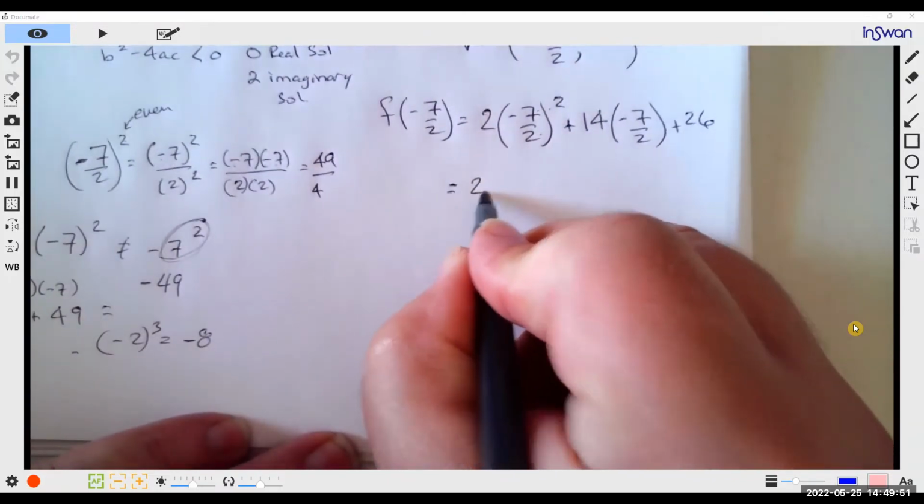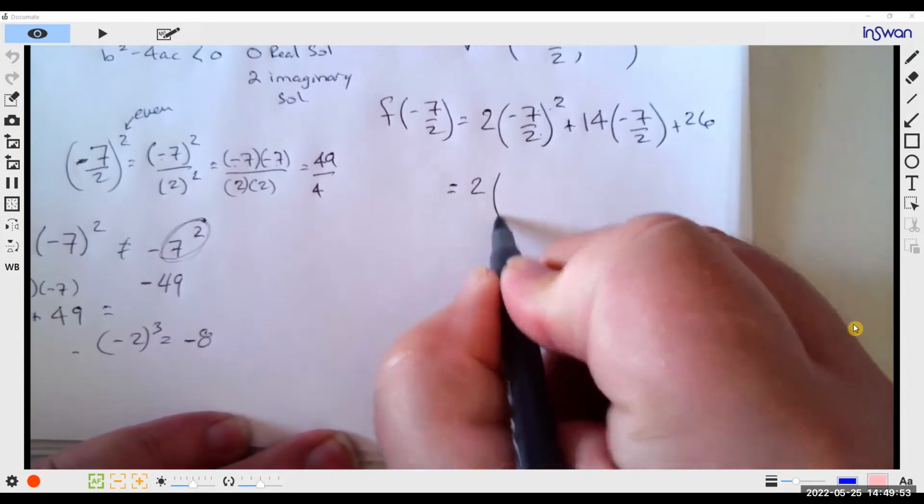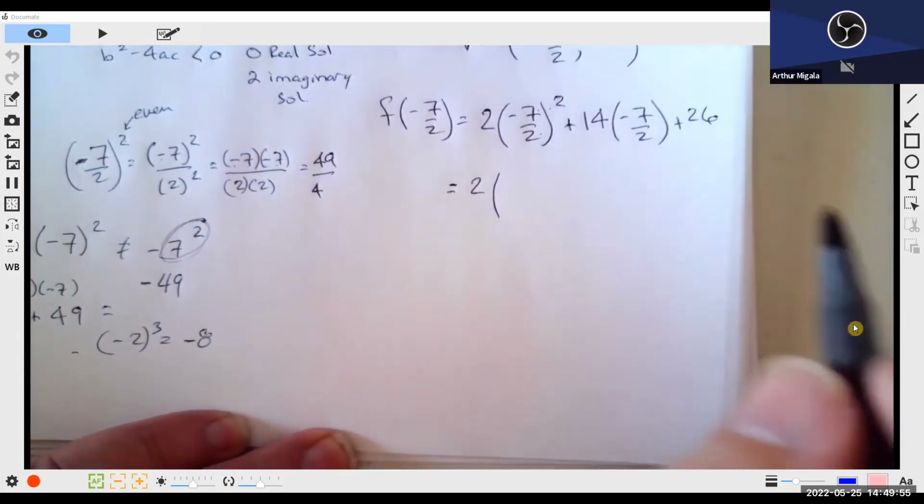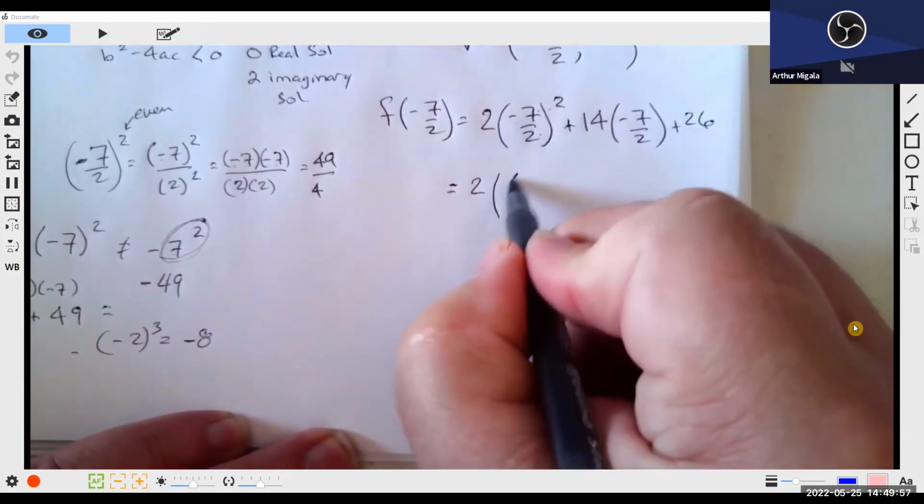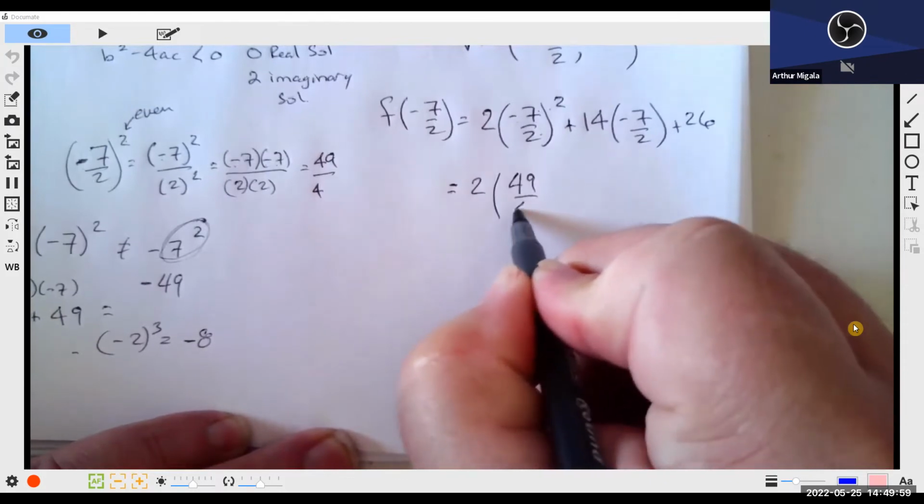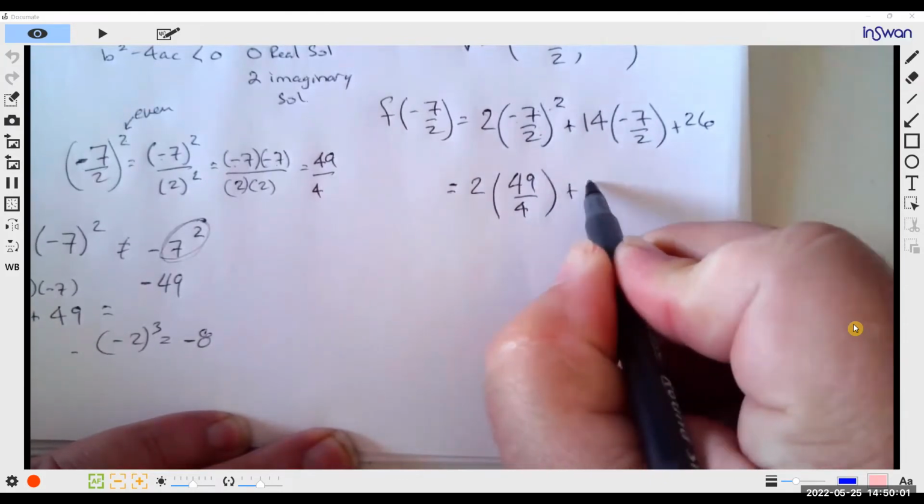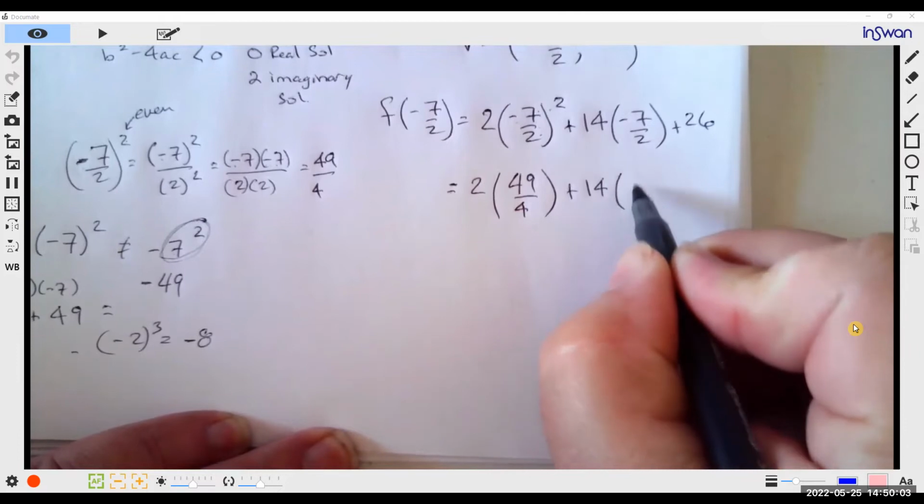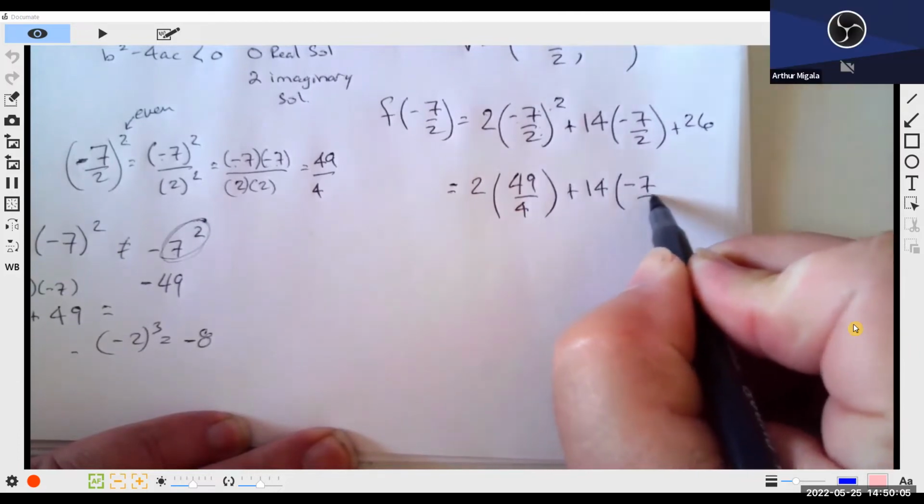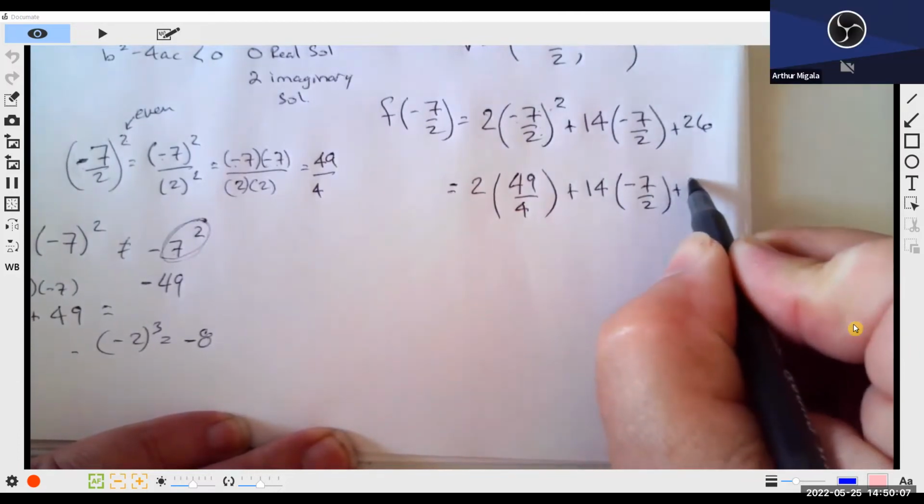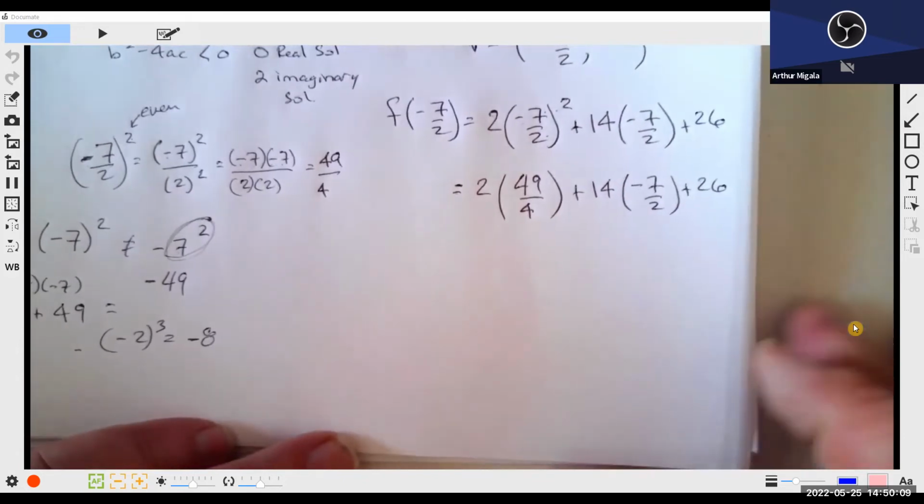So hopefully it makes a little more sense now. So far so good. So we have positive 49 over 4 plus 14 times -7/2 plus 26.